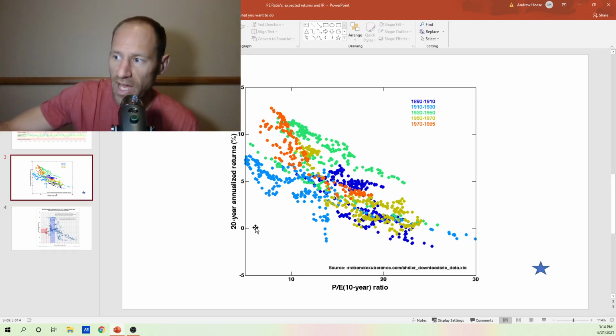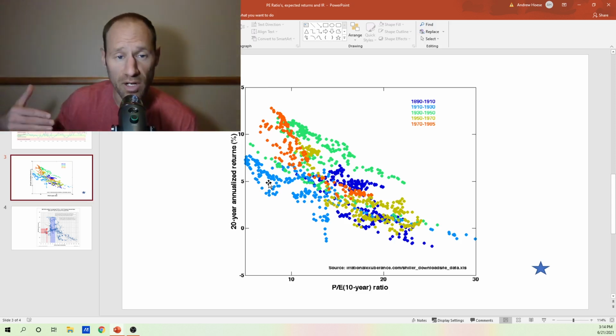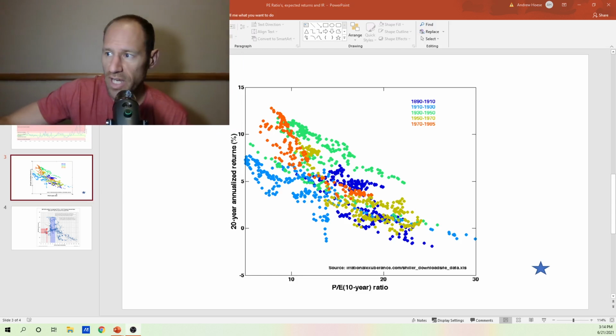This is -5, 0, 5, 10, 15. The lower the P/E ratio, the higher the next 20-year annualized return. The next 20-year annualized return is 10% or above in this area, which is when P/E ratios are below 10.